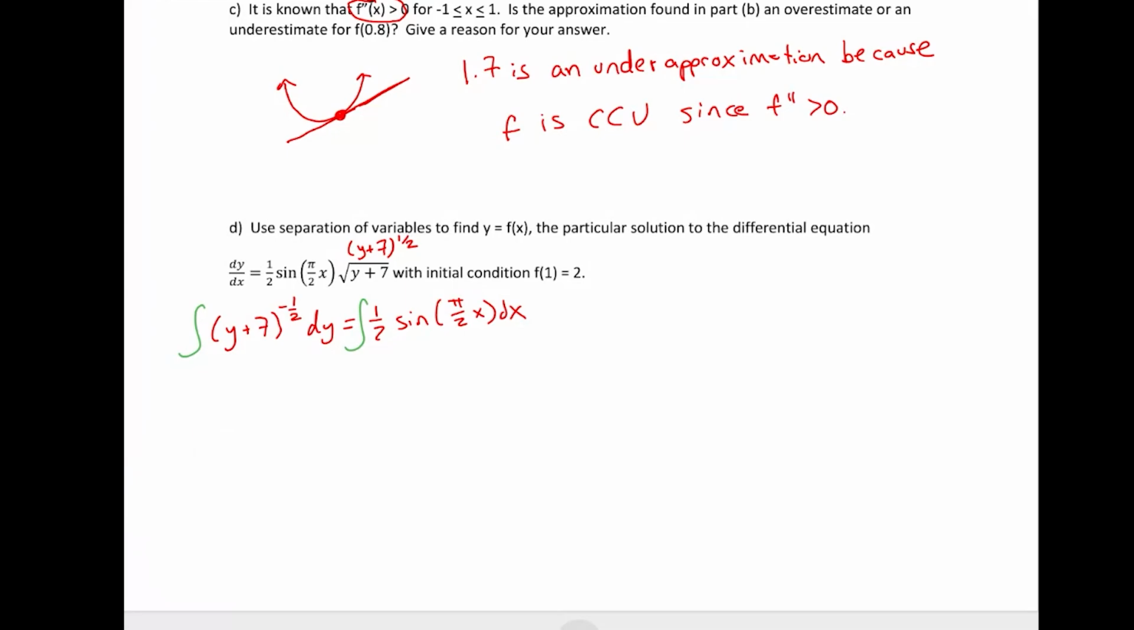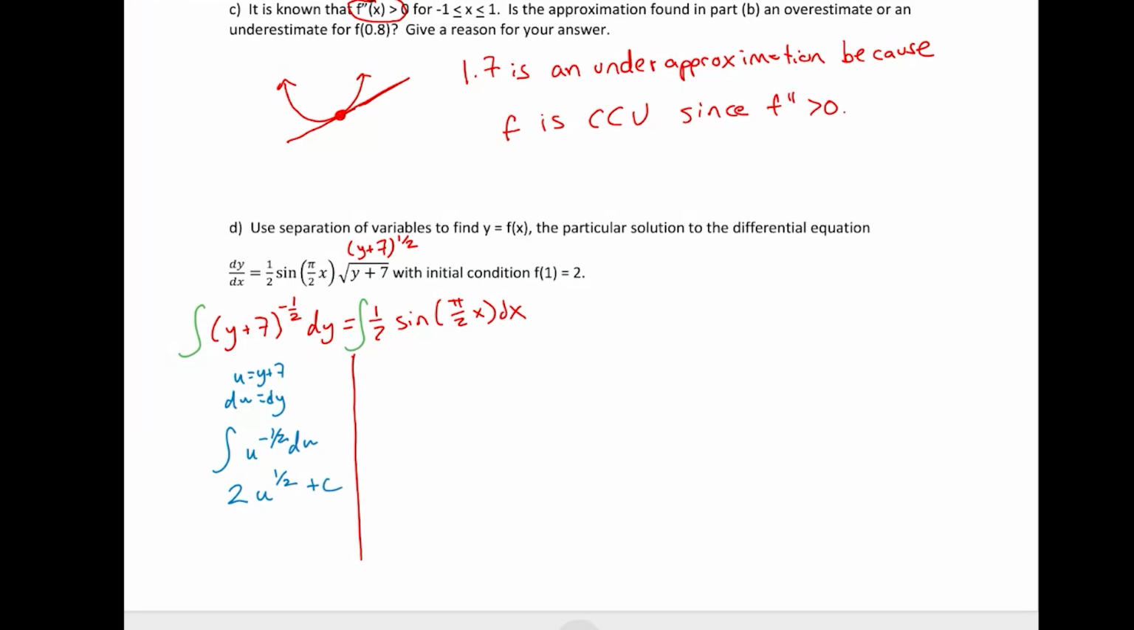So, yeah, let's split this up and treat these as separate problems here. So over here, we're going to let u be y plus 7, which means du is just 1 dy, and we get a perfect match there. Beautiful. Integral of u to the negative 1/2 du. So the integral of u to the negative 1/2 is just going to be 2u to the positive 1/2. So 2 times the square root of u.